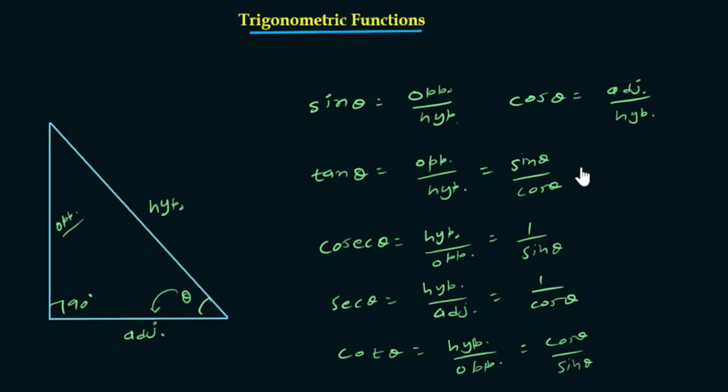Generally I remember 2 trigonometric functions. First is sin theta and second is cos theta, and from these I derive the other trigonometric functions. Generally tan theta is the ratio of sin theta to cos theta, and cosec theta is the reciprocal of sin theta, and sec theta is the reciprocal of cos theta, and cot theta is the reciprocal of tan theta. So here we can see that this is 1 upon tan theta. These are the trigonometric functions.